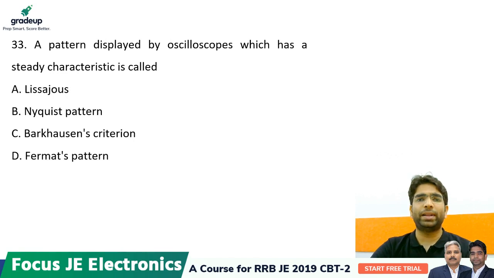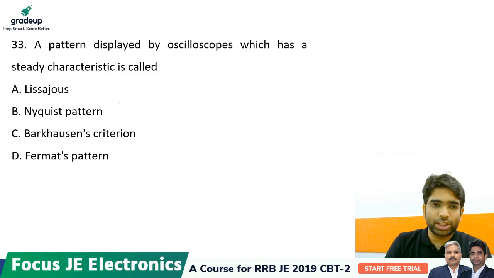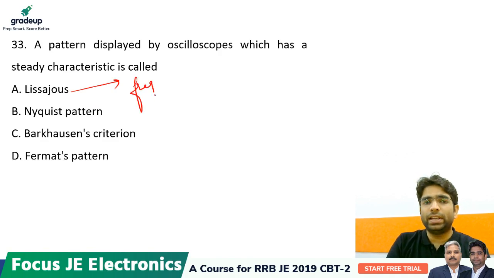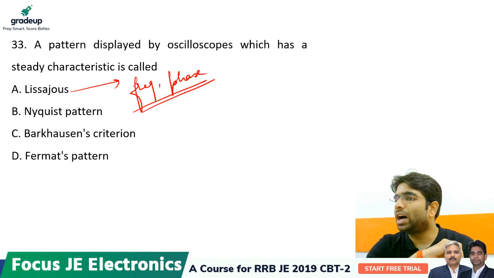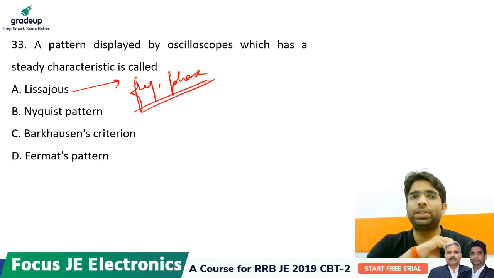A pattern displayed by the oscilloscope which has a steady characteristic is called Lissajous patterns. And these Lissajous patterns are very important for calculation of frequency as well as phase.